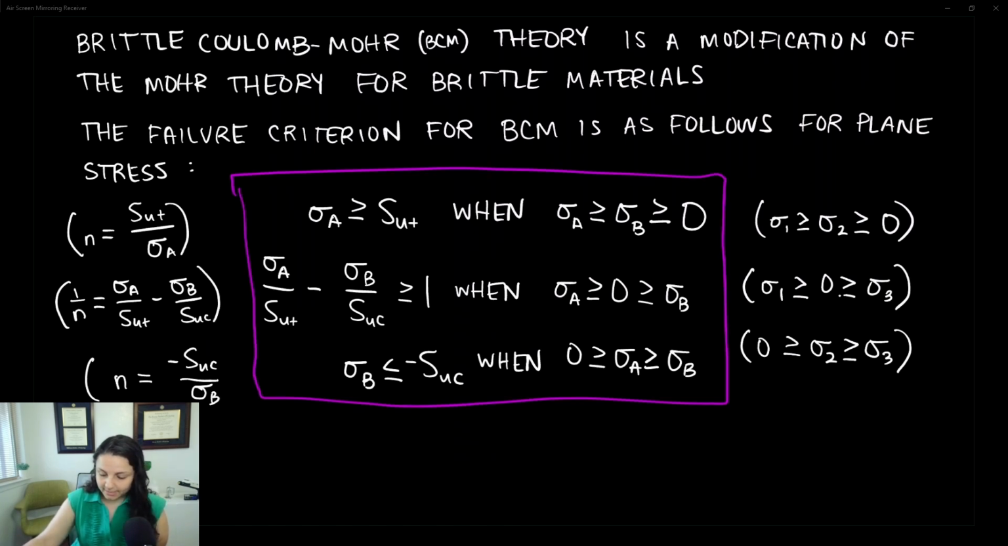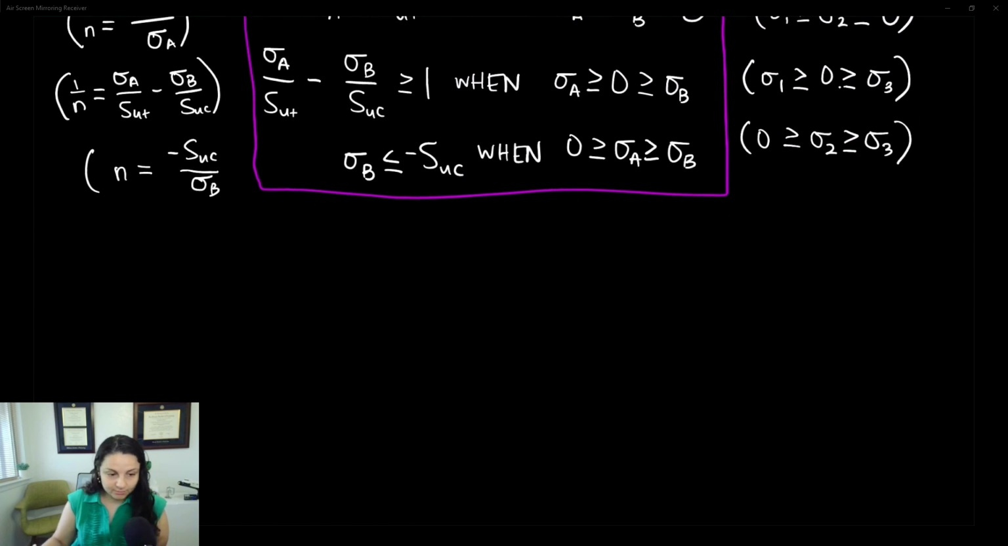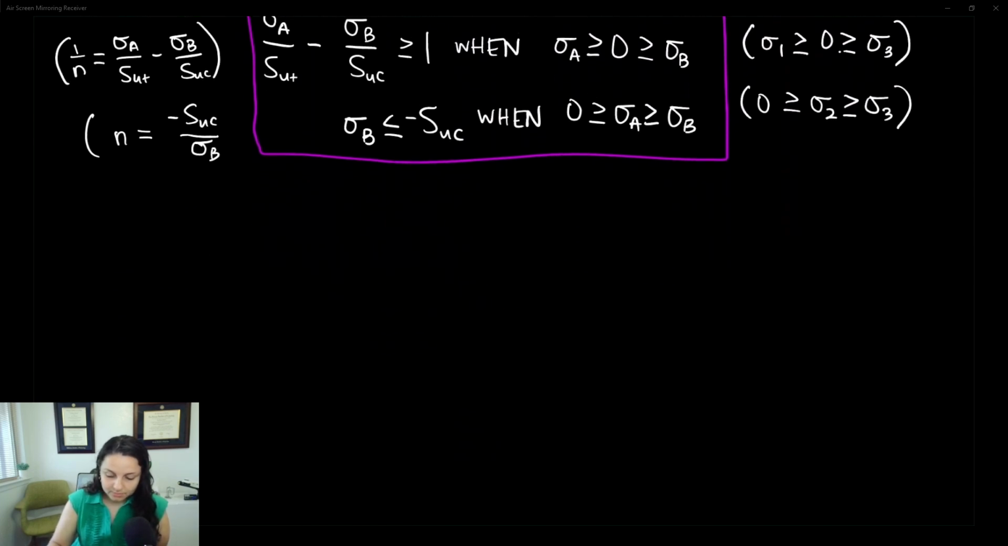I'm going to go ahead and write out the failure criterion for the modified Mohr theory, which is just another modification of the Mohr theory for brittle materials. And then after I write this out, we'll plot all 3 of the failure theories on one sigma A, sigma B plot to compare the failure envelopes.